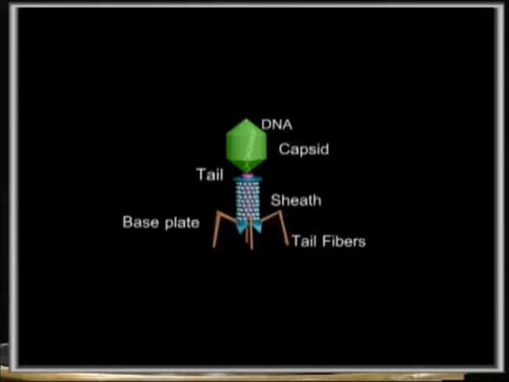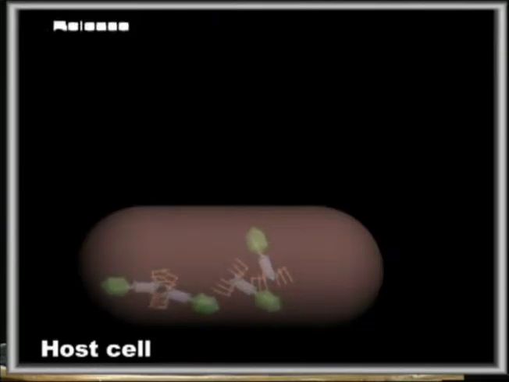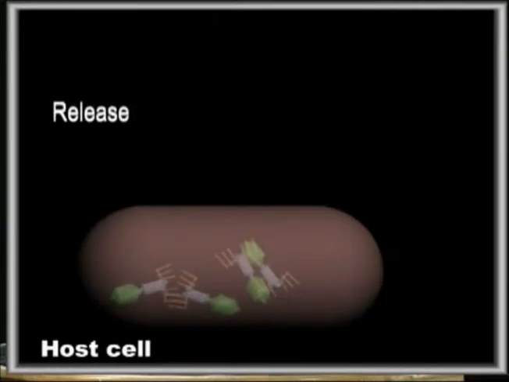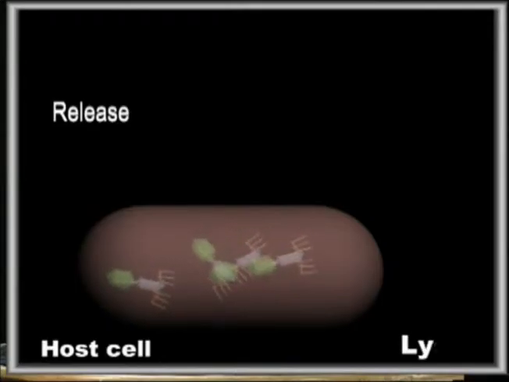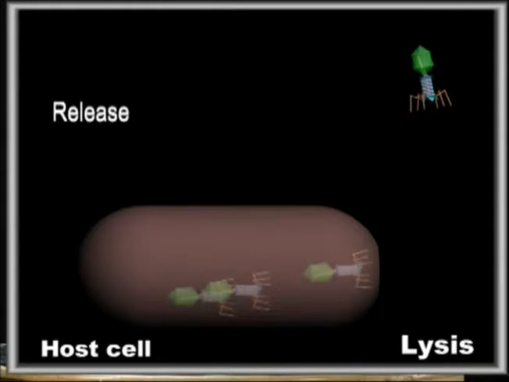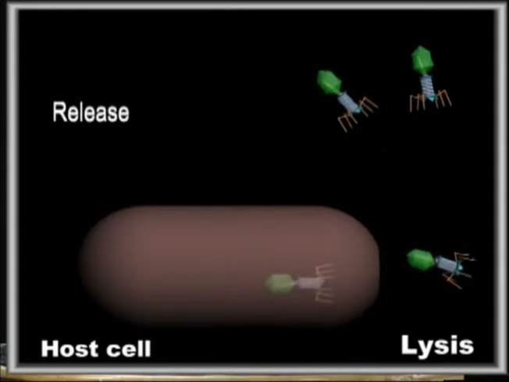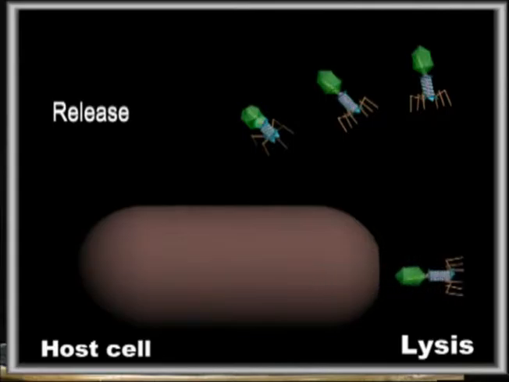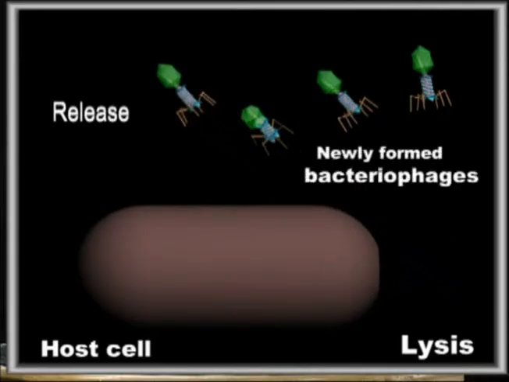The last stage, release. This is the last stage of virus multiplication. The term lysis is generally used for this stage because the plasma membrane actually breaks open. Lysozyme, that is endolysin, which is coded by late gene products, causes the bacterial cell wall to break down and the new bacteriophages are released from the host.